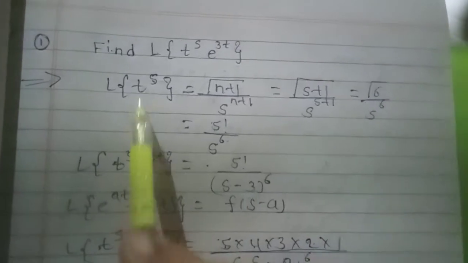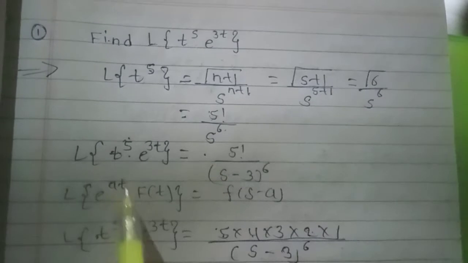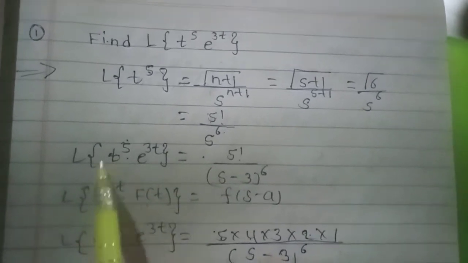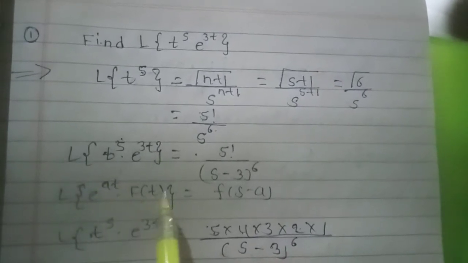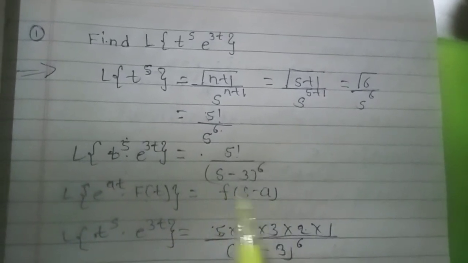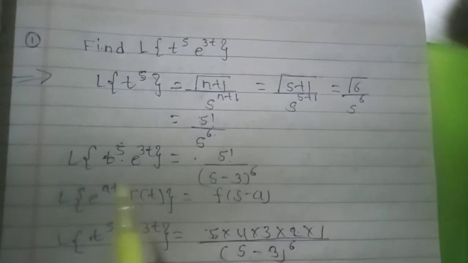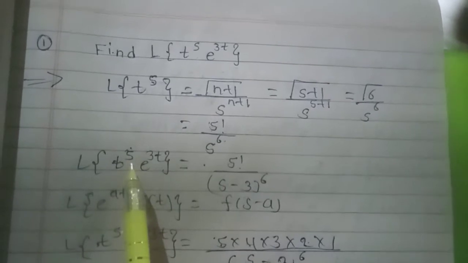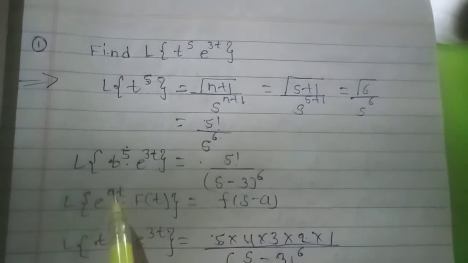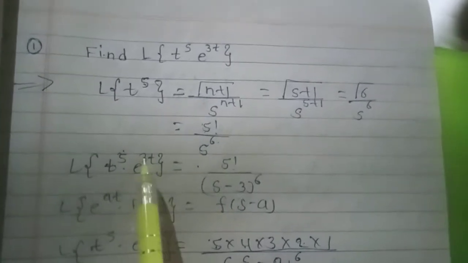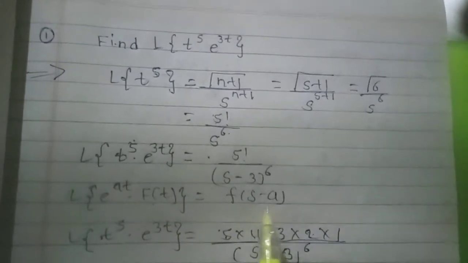Here is f of t. We know the theorem: the Laplace transform of e raised to at into f of t. Here f of t is t raised to 5, so the Laplace transform of e raised to at f of t is equal to f of s minus a. Here a is 3, so s minus a is s minus 3.